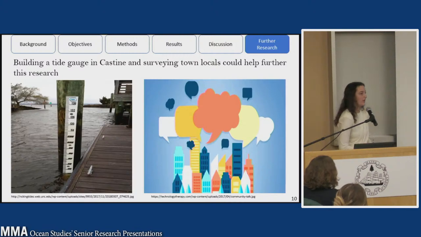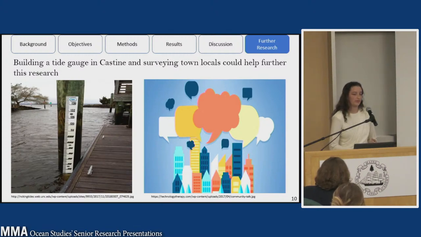And then lastly, next semester I actually plan on continuing my research, and I hope to do this in a couple of ways, possibly building a tide gauge in Castine, which can be seen here on the left. This would provide more accurate mean relative sea level rise and mean tidal range data for Castine specifically, rather than using the Bar Harbor tide gauge. And hopefully some of my professors will help me out with that one. And then I also hope to gather some qualitative data, such as by surveying town locals to see whether or not their homes have flooded in the past, where they've seen flooding, and what areas they think are most important for Castine and what they would like to see done. That's all.